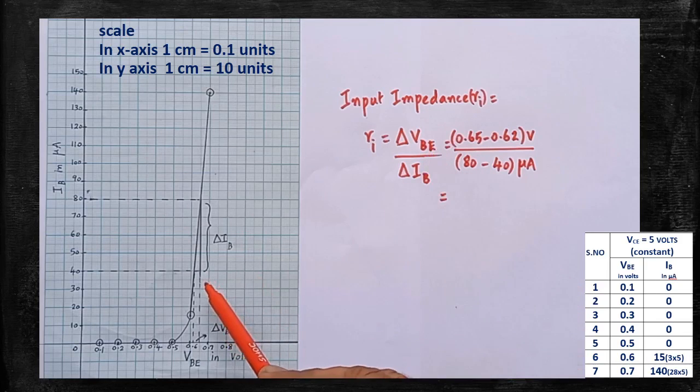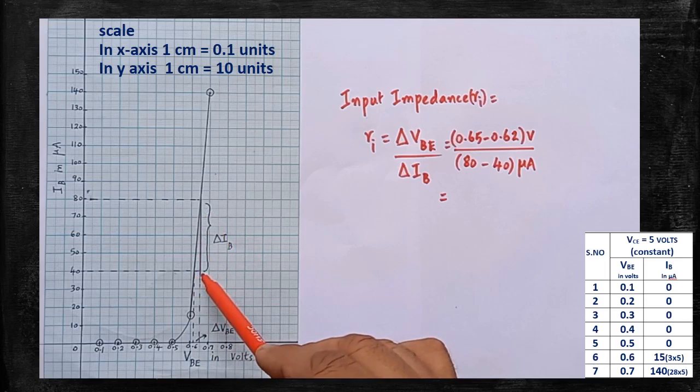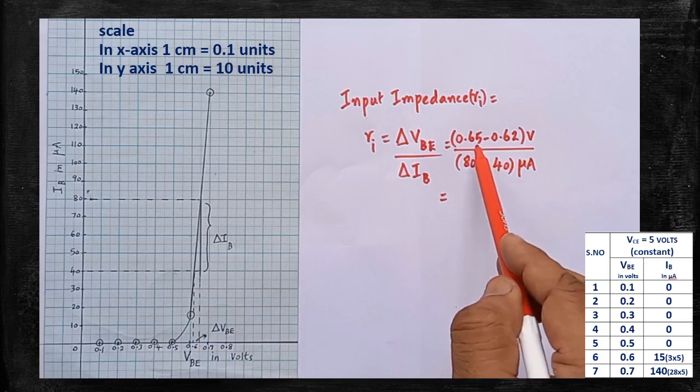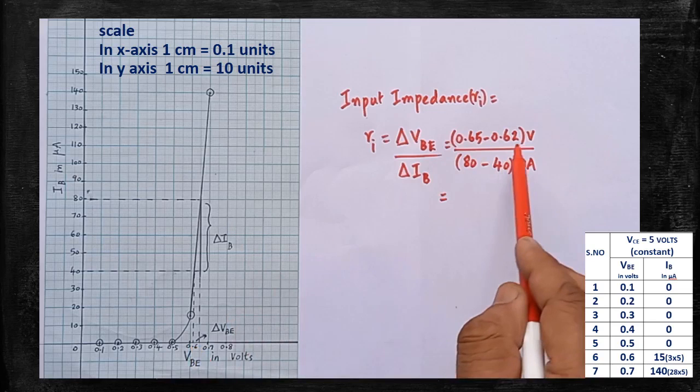Look at the graph. Here for del VBE, find out the maximum value. After plotting the values, we have to draw the slope. I have drawn the slope here. Just extend the line towards the x-axis. This is the maximum value of VBE. After intersection, you will get the maximum intersecting point here. What is the maximum value here? 0.65. And look at the minimum value, the intersection value. There you will get 0.62.